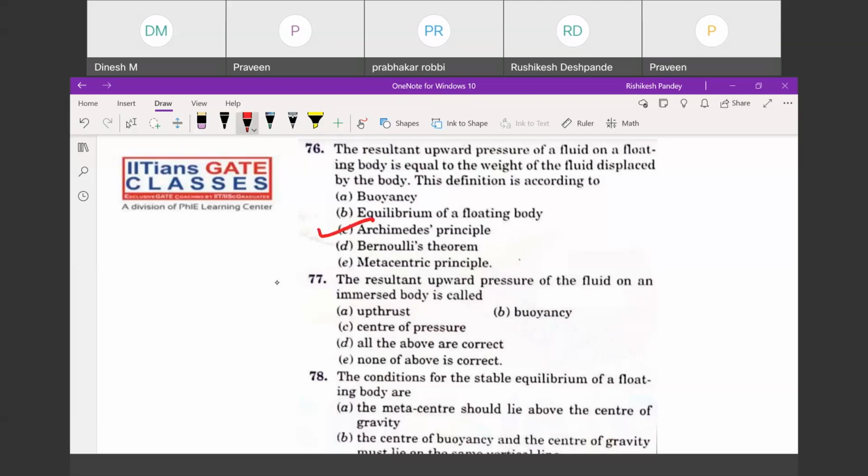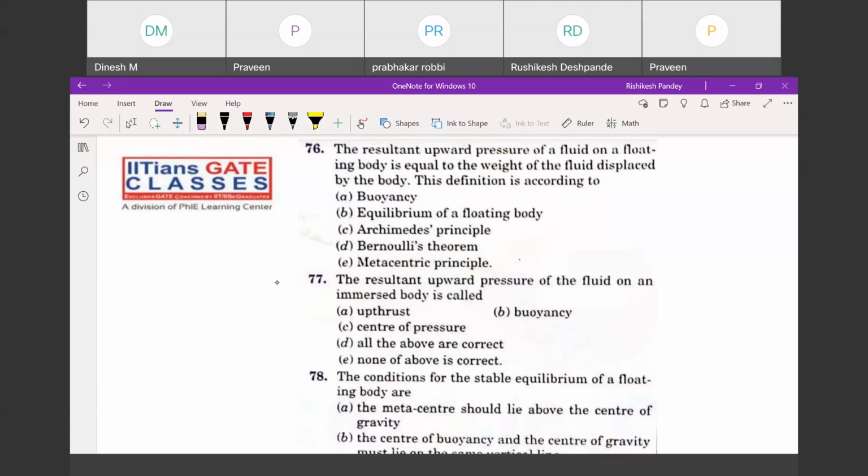You should understand the difference here. They are not asking what is the name of the net upward force acting on a body. That is your buoyancy force only. But they are asking for this definition. Now this definition is according to which principle? It is according to your Archimedes principle, which you have studied in your 11th, 12th class.